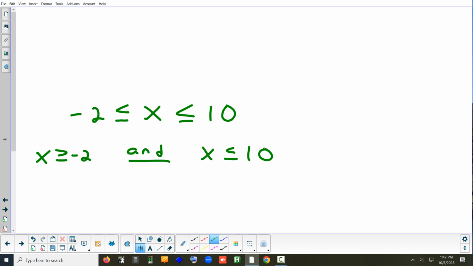So sometimes we take one that's combined and you have to split it, or take one that's split and combine it. Any question on that? Okay.